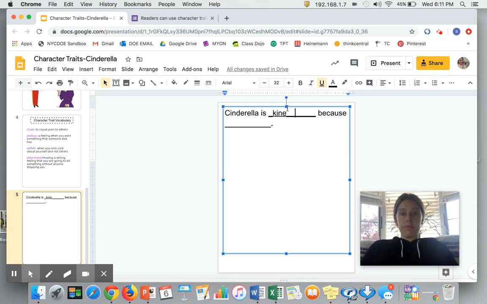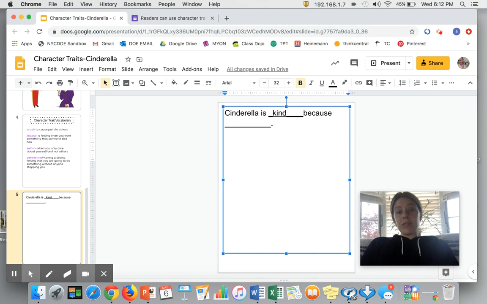Oops, I spelled kind wrong. Kind, because I need to give a reason why she's kind. What did she do in the book that made her kind? Well, she helped her family. She helped her family clean the house. So that's what made her kind. Cinderella is kind because she helps her family. Okay?